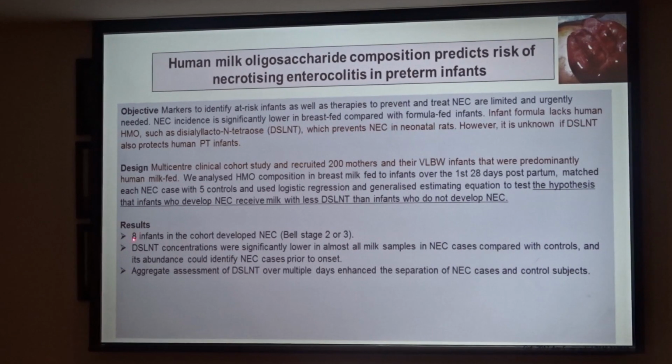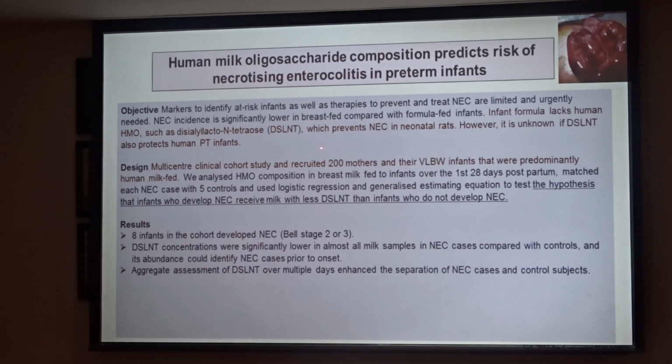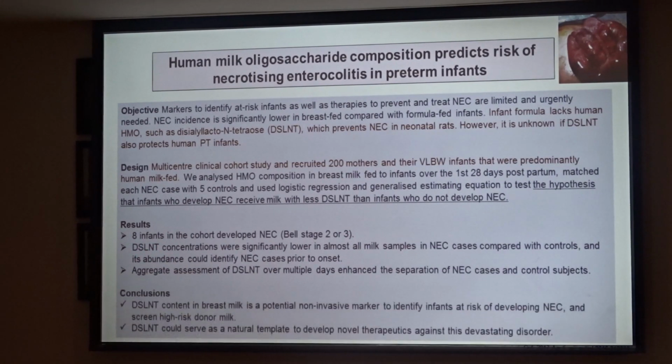And the result: 8 infants in the cohort developed NEC, and all those 8 infants had mothers with a low concentration of DSLNT. So in conclusion, this form of human milk oligosaccharide could be a predictor of the patients who develop necrotizing enterocolitis, and could be a tool for future prevention and treatment of necrotizing enterocolitis.